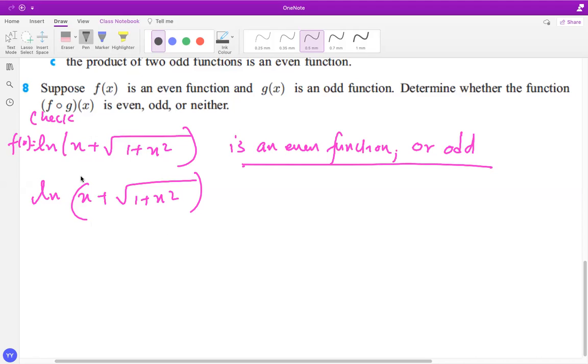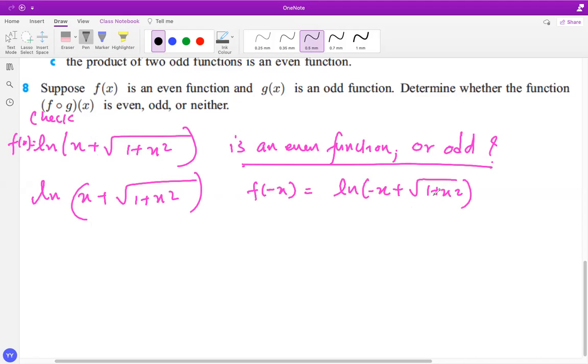All right, so in this question, we have f of x is ln of x plus root 1 plus x square. Is it an even function or odd function? We have to just check that. Okay, so as we know, to check whether a function is even or odd, we find f of minus x, so it'll be ln of negative x plus root 1 plus x square.